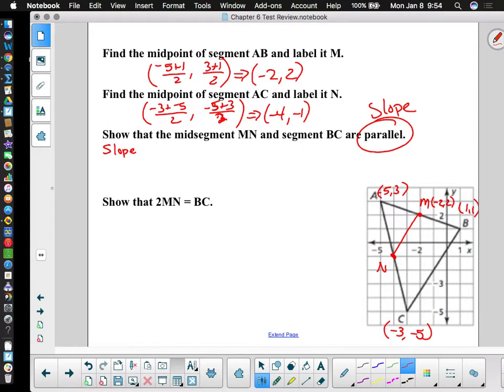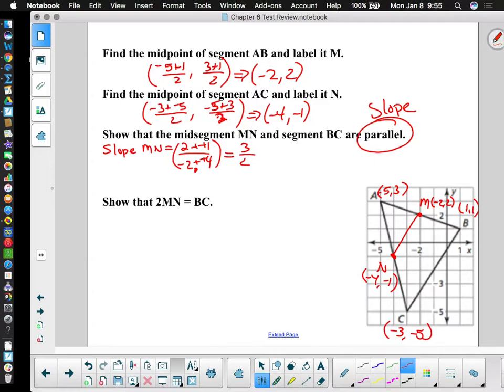Label what we're finding like you're writing it for an idiot. Slope of MN equals, oh, by the way, N I said was at -4, -1. There we go. Okay. The slope of MN, slope is change in Y over change in X, so (2 - -1)/(-2 - -4). That's 2 + 1 = 3, -2 + 4 = 2. So slope of that line is 3/2.